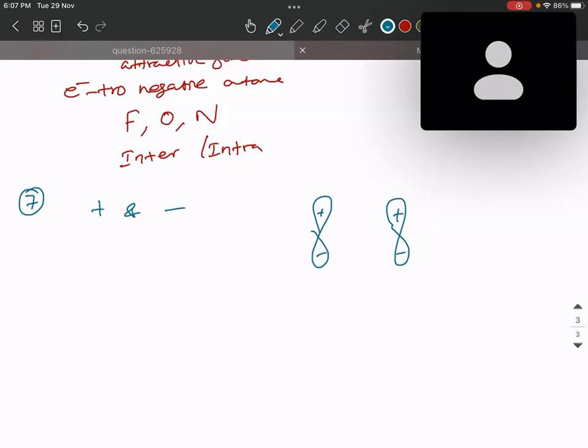Tell me, what does it indicate? What does it indicate, plus and minus?